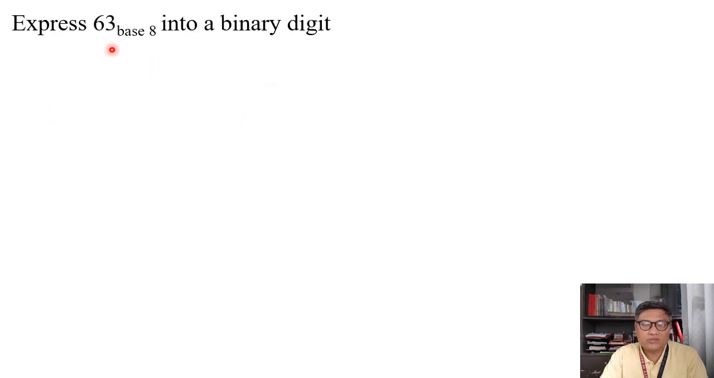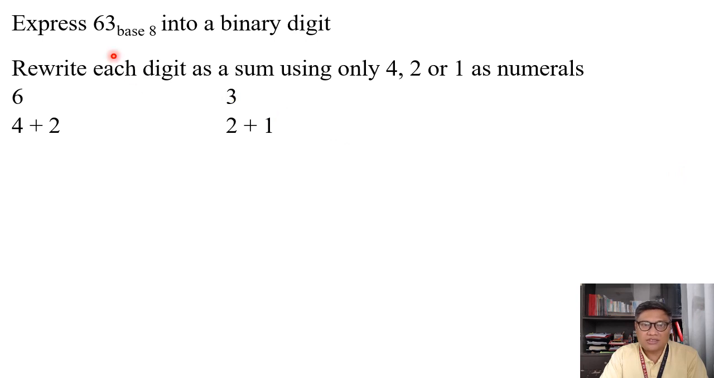So if you're going to express 63 base 8 into binary digits, remember that your binary digits are only in a form of 1 and zeros. So first thing is that we are going to rewrite each digit, the 63, as a sum using only the combinations of 4, 2, and 1 as a rule. Now we can rewrite 6 as 4 plus 2. We can rewrite 3 as 2 plus 1.